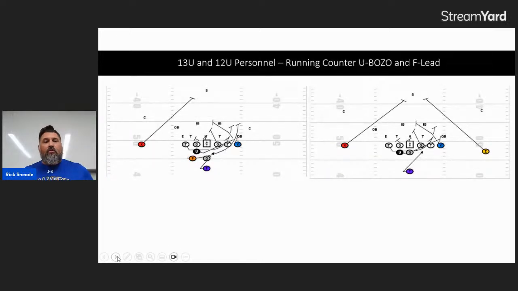Now, 13U, 12U personnel. Now we've literally gone with 3 backs in the backfield. We now, in this case, on the right, have our Z still in. Here on the left, we've taken a Z out. We have multiple guys pulling from the backfield now. So again, you can see the U is now kicking out. We call this bozo. So now instead of the guard pulling, the U is pulling and kicking out.